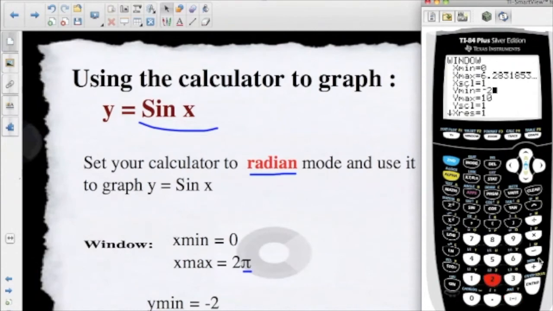Negative 2, enter, and 2, enter. So that's pretty good. Now let's hit graph, and there's a nice sine wave. As you recall from the last picture, you know that we went from 0 up to 1, back to 0, down to negative 1. So you can see that happen.